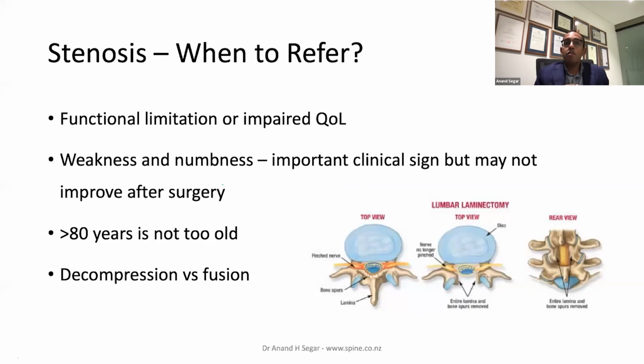Most of the time, if there's no listhesis or slipping of the bones, it's a decompression operation, which is just removing the bone and the ligaments compressing the nerves and providing space for the spinal nerves. Not often would you have to do a fusion.